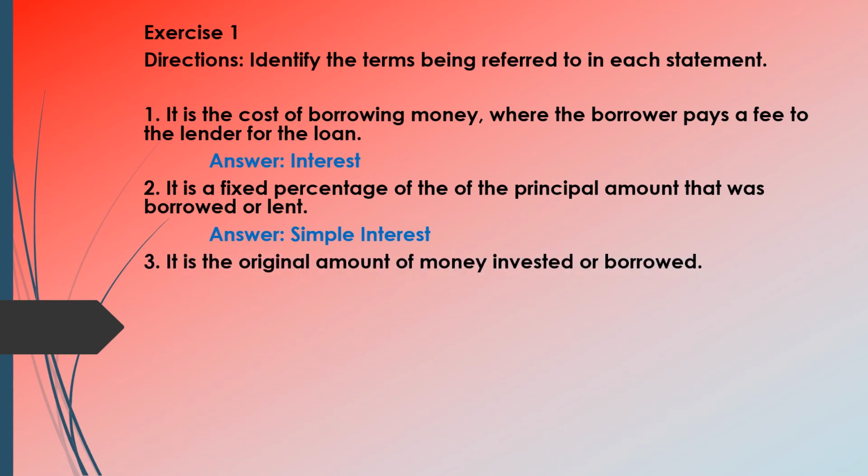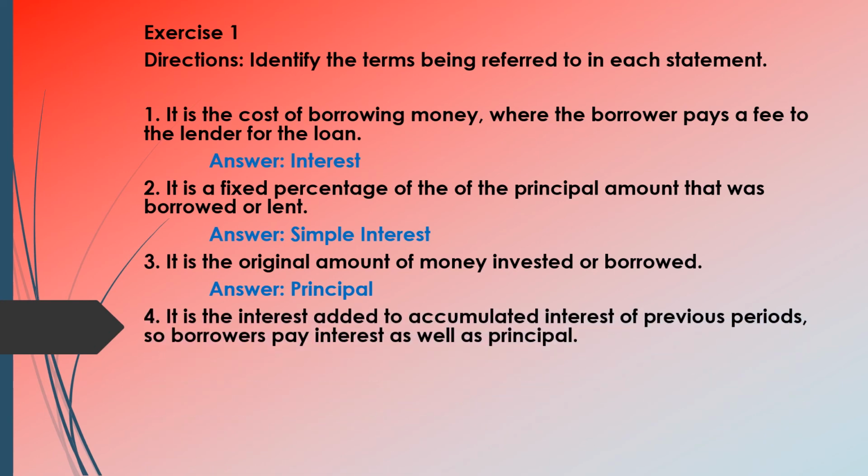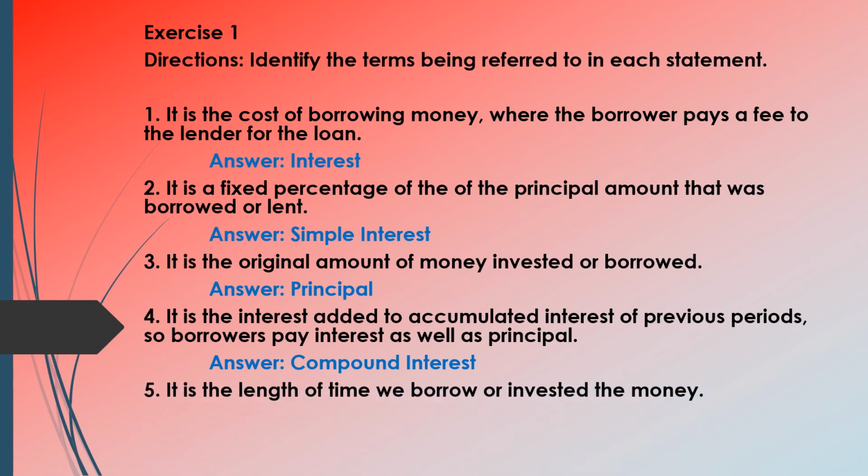Number 3, it is the original amount of money invested or borrowed. If your answer is principal, then you are correct. Number 4, it is the interest added to accumulated interest of previous periods, so borrowers pay interest as well as principal. If your answer is compound interest, then you are right. Number 5, it is the length of time we borrow or invest the money. If your answer is term or period, then you are right.